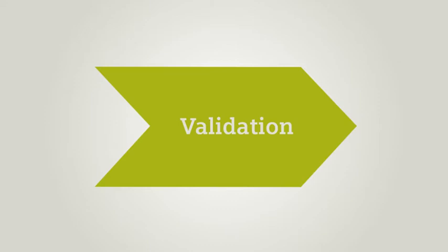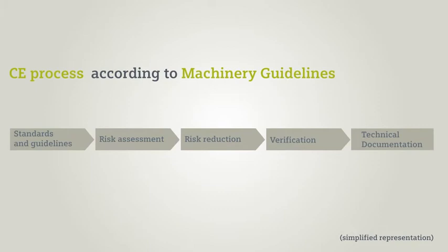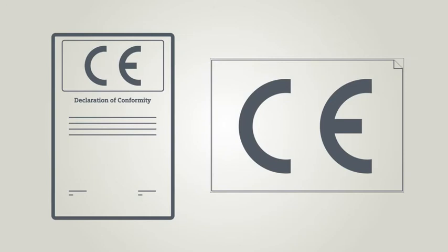Validation is the third and final step on the way to safe machinery. This is why validation is important in the documentation of safety evidence. Conformity with the relevant directives must first be verified through a conformity assessment procedure. This step must be completed before the declaration of conformity can be filled out and the CE mark affixed.